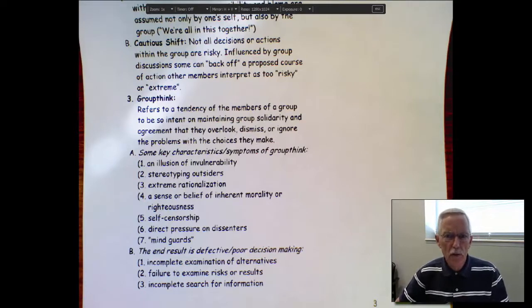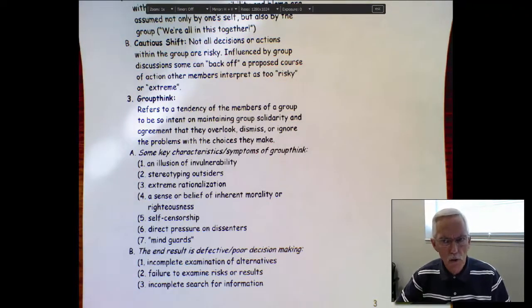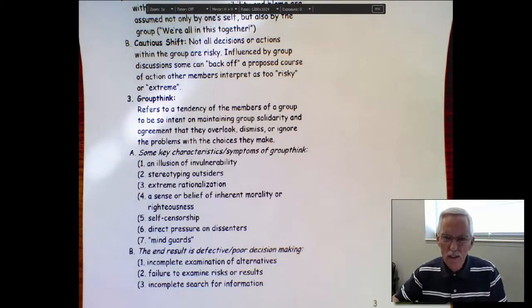Looking at that definition, you might want to consider it as a form of tunnel vision. A group becomes so committed to a particular approach, a particular set of ideas, that it just ignores, overlooks, discards any notion that there are problems with the decisions being made.